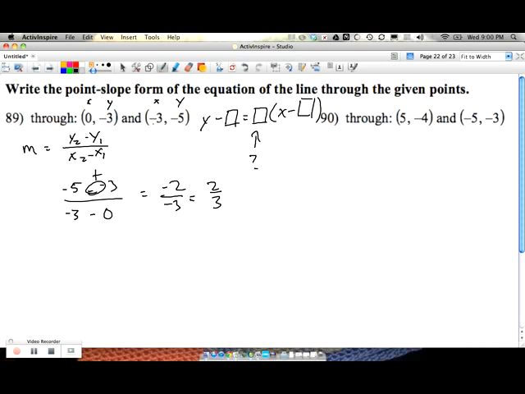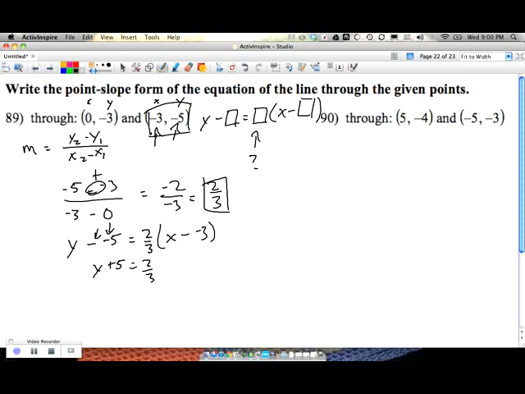Now for my y value, I can choose either one. I'm going to choose the second one. No reason, just because. So then I'll have y minus, the y value is negative 5, equals the slope, which is 2/3, times x minus the x value, which is negative 3. Now to simplify this, because we got double signs here, and we usually only have single signs, it's going to be y plus 5 equals 2/3 times x plus 3. Not too bad at all.